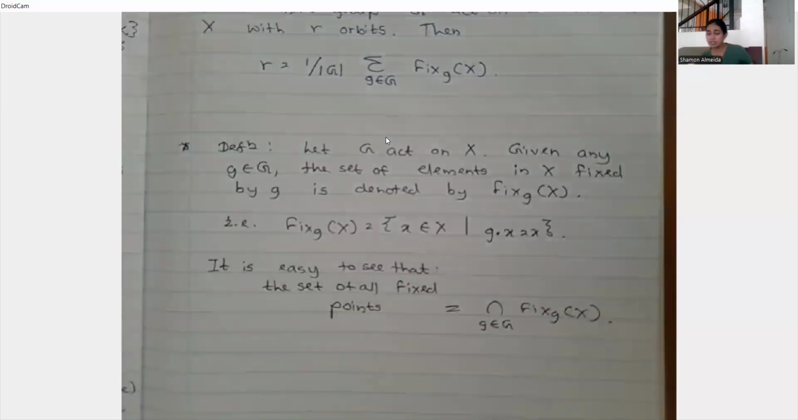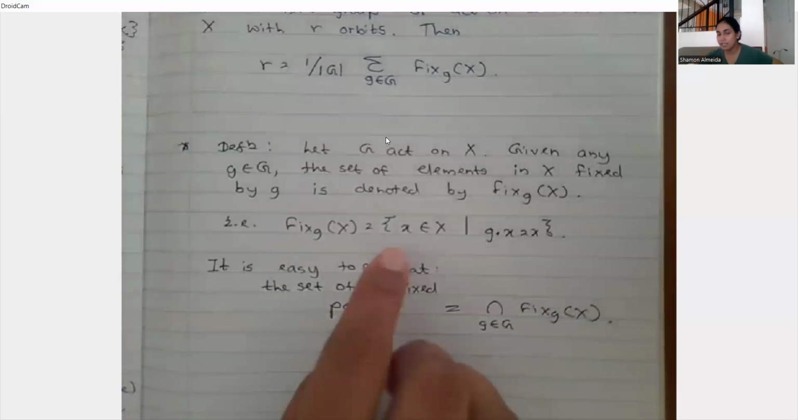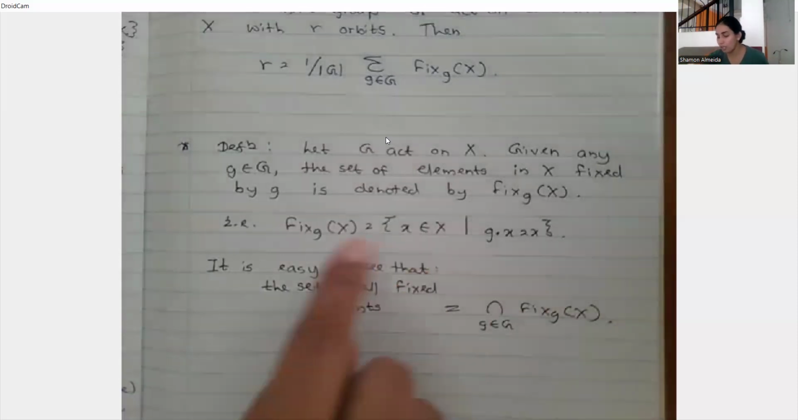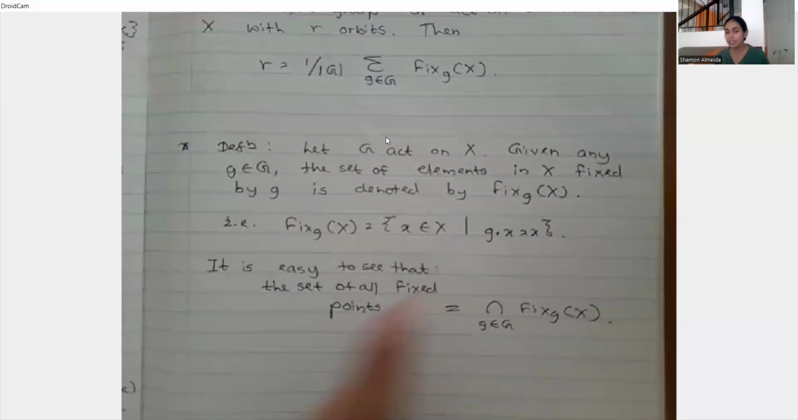Why do we have this? Now see the difference. In here, we are simply collecting elements in X that will be fixed by this particular g. When you say fixed points, those are the points that are fixed by every g. So we take all these sets and collect all the common elements, meaning elements that are fixed by every g. So the set of all fixed points must equal the intersection of all these sets.